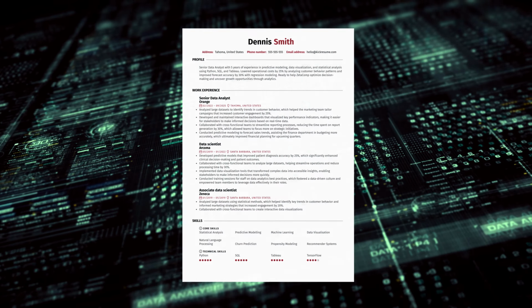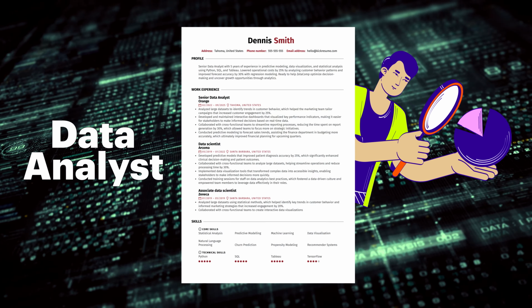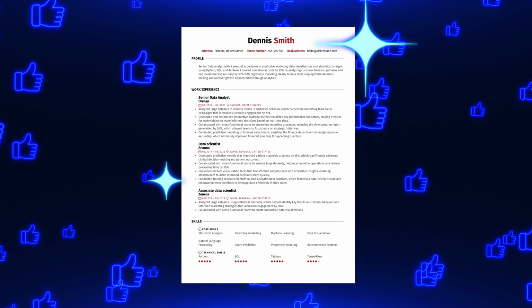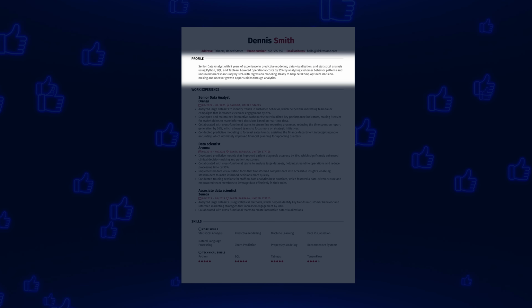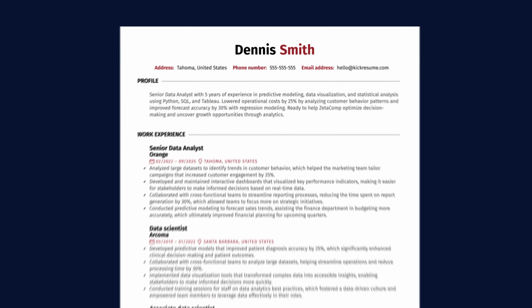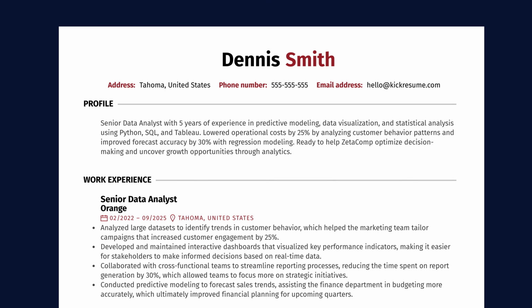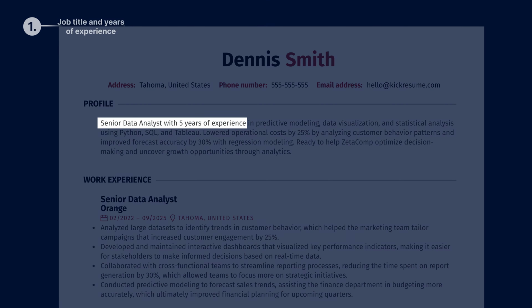To do that, let's take a look at this data analyst resume example belonging to Dennis Smith, who does everything right, including the resume profile. We'll break down his profile sentence by sentence to show you exactly what should go on yours, so you can easily write one yourself. First up, start with your job title and years of experience.